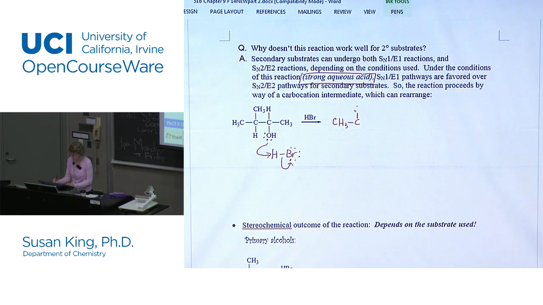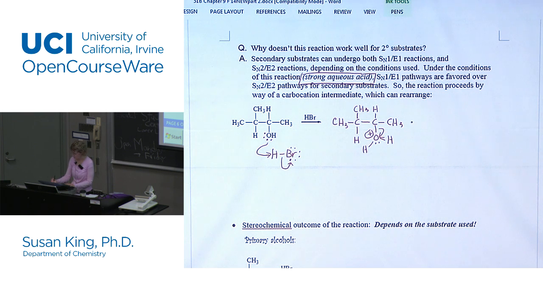Let's draw the product of that step. We have now a protonated alcohol. This is a secondary alcohol. We have a protonated alcohol, so the next step is going to be for the leaving group to leave. So let's draw the protonated alcohol, and then this is going to leave.